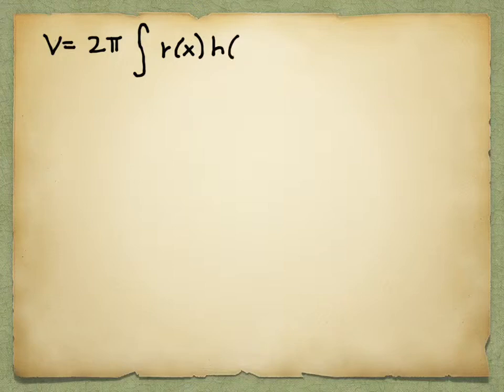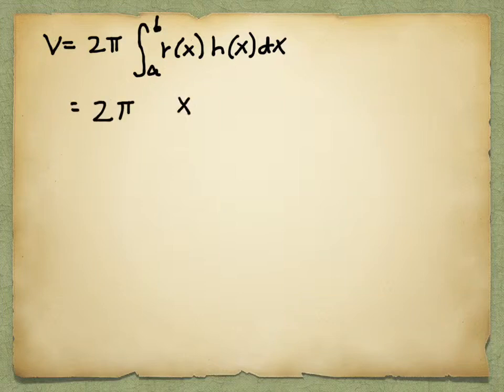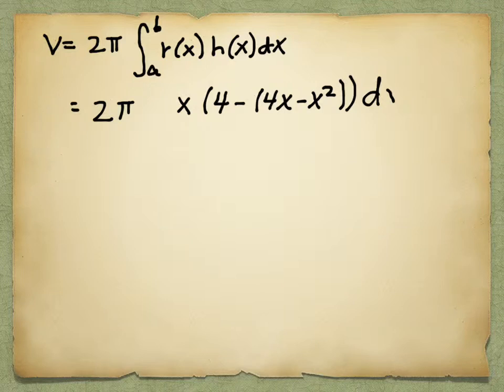Okay, so let me write all that more clearly. So we said we have the volume. It is 2 pi, and we'll work with our limits in a minute here. It's supposed to be the radius, r of x, times the height, h of x, times dx, and it's going to go from some a to some b that we need to identify. So we already said that the radius was x. The height is 4 minus y, and y was 4x minus x squared. The dx at the end.